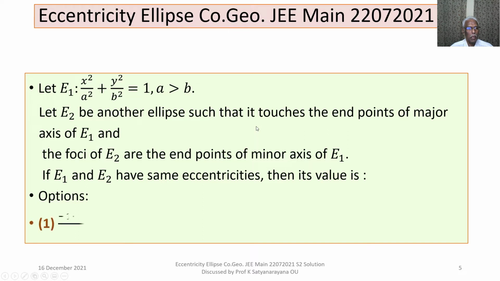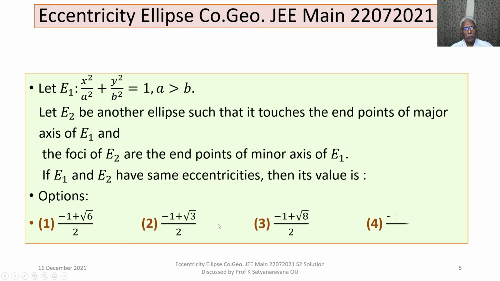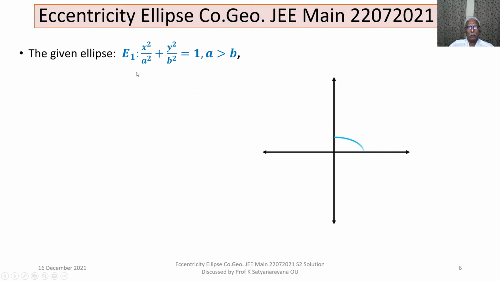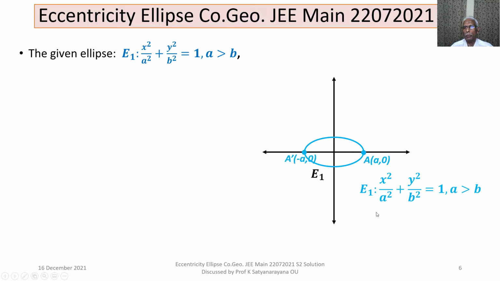The four options are given. So we have to find the value of the eccentricity. We now discuss the solution of the problem. The given ellipse is E1, whose equation is x square by a square plus y square by b square is equal to 1, where a is greater than b.